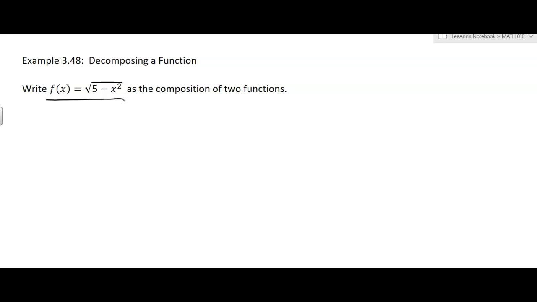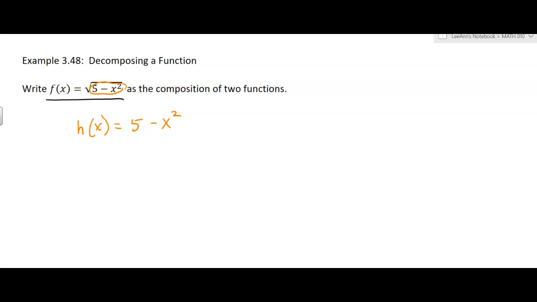And so what we're going to do is we're going to take this inside the square root, the radicand, and we're going to make that one function. Oops, we can't call it f though. Got to have a new name for it. We'll call it h of x. So we're going to say h of x equals 5 minus x squared.